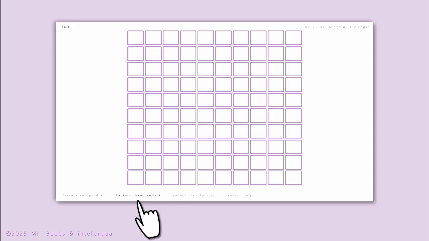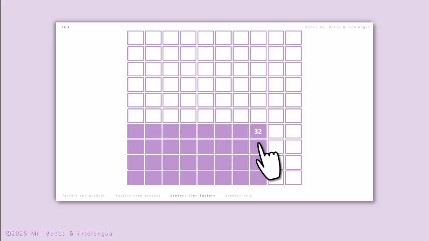We just saw factors, then product. The next option is the opposite, product, then factors. The product is 32. What are the factors? This is a good time to look at the empty space at the end of the row. I see that 2 are empty, so there must be 8 filled. And counting up, how many rows? I can see there are 4. Click again to show the factors and see if it's what you expected.